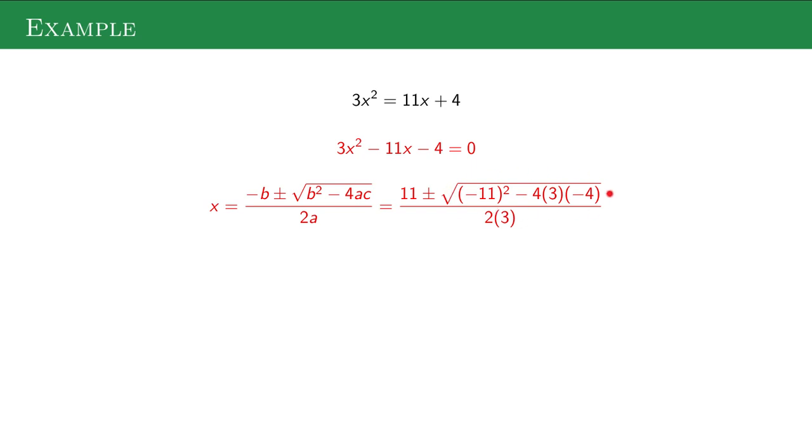So the first thing I'm going to focus on is simplifying inside the square root. All right, 11 squared is 121. Negative 4 times 3 times negative 4, those negatives give me a positive, and I add them together. And now I want to focus on the square root. The square root of 169 actually turns out to be a number.